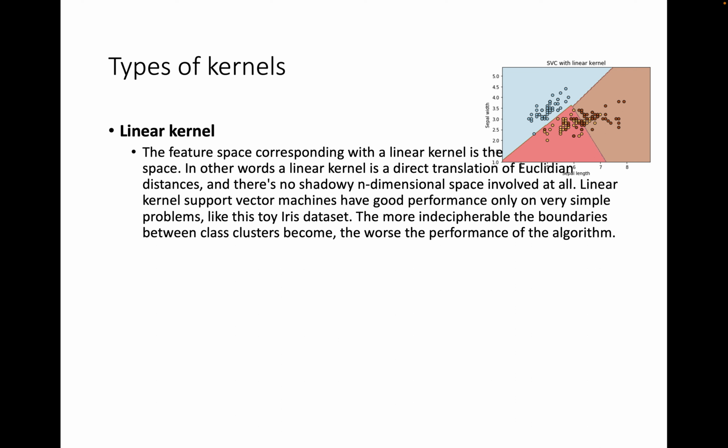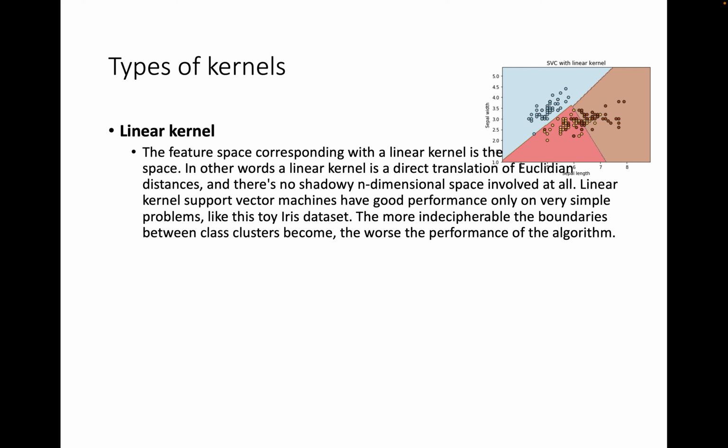There are types of kernels. Linear kernel. The feature space corresponding with a linear kernel is the space. In other words, a linear kernel is a direct translation of Euclidean distances, and there's no shadowy n-dimensional space involved at all.